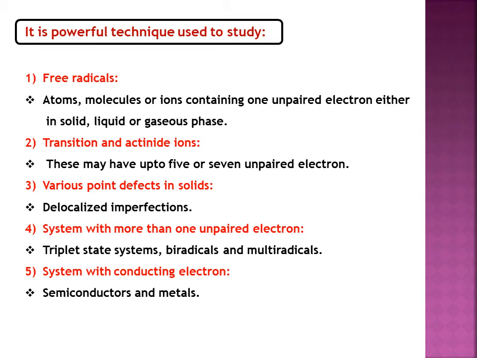Fourth is system with more than one unpaired electron. Now, which system? Triplet state system, because in triplet state there are two unpaired electrons, or biradicals and multiradicals. Whereas in singlet state, there are two electrons, but these two electrons are paired. Therefore, singlet state is ESR inactive, whereas triplet state is ESR active. And last, fifth is system with conducting electrons like semiconductors and metals. There are various metals having unpaired electrons, or semiconductors, that can be studied by ESR spectroscopy.